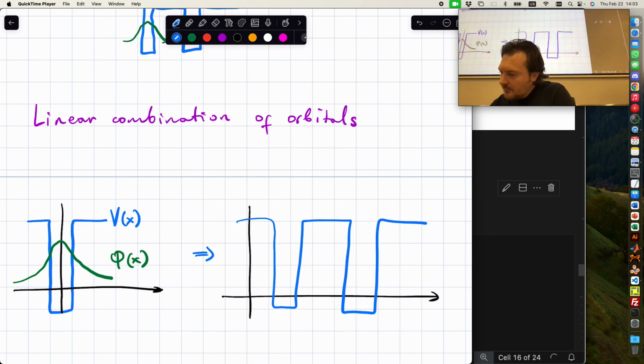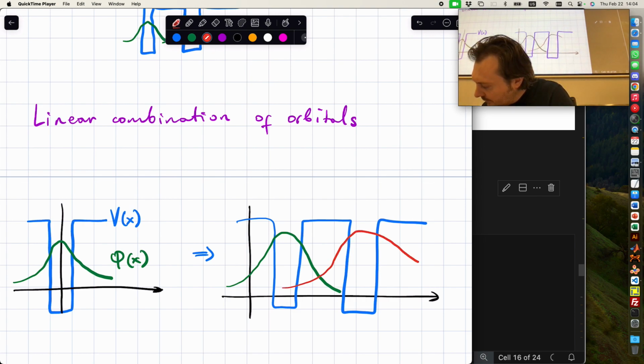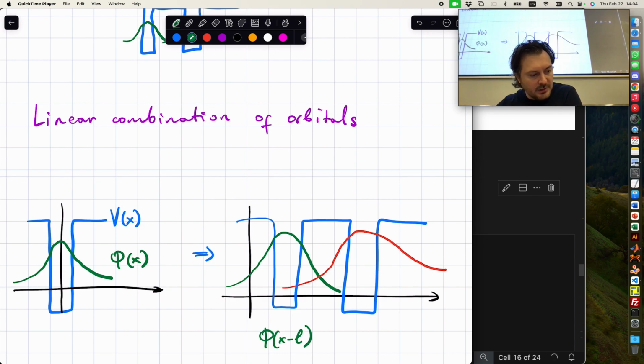And basically, I will represent these wells in terms of two functions. This one is psi(x - L), or should I call it plus L? It should be psi(x + L), right? When you add it, it shifts to the left.